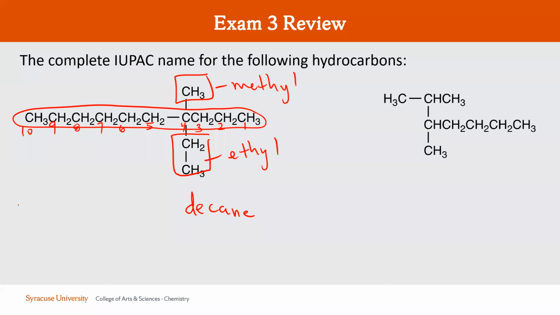Exactly. We go in alphabetical order. So it would be 4 ethyl, 4 methyl decane. Those branches are always listed in alphabetical order, so ethyl comes before methyl. So any questions on that one?